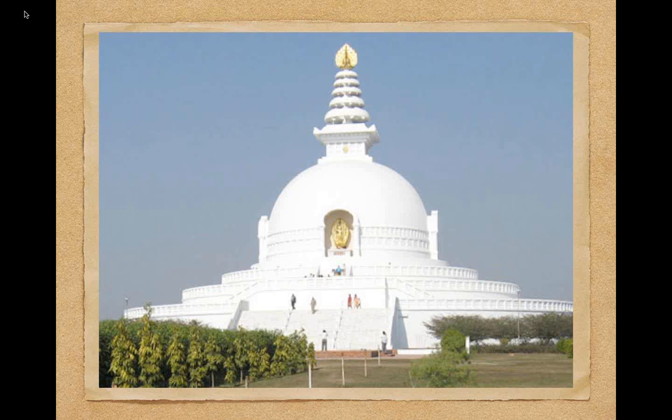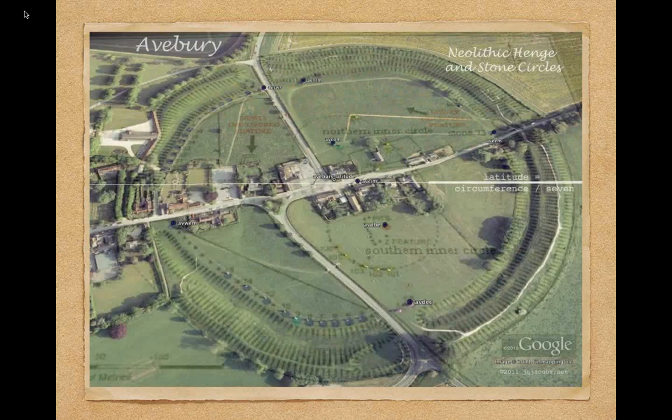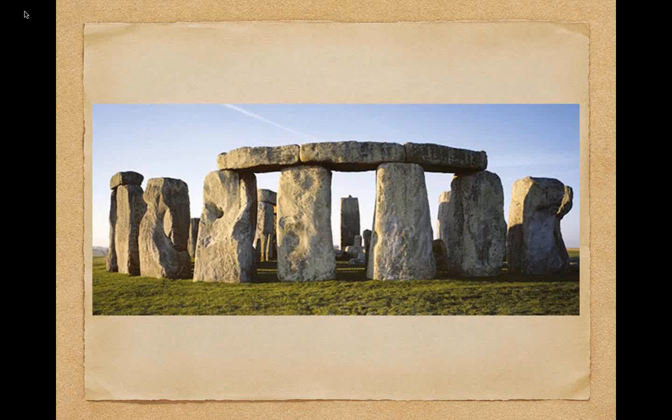Okay, we also have stone circles, like the Swinside Circle in Cumbria, England, shown here. Avebury, now this is, you can see the stone circle, some of the stones, even though the town is right in the middle of the circle. And of course, the most famous stone circle in the world is Stonehenge.